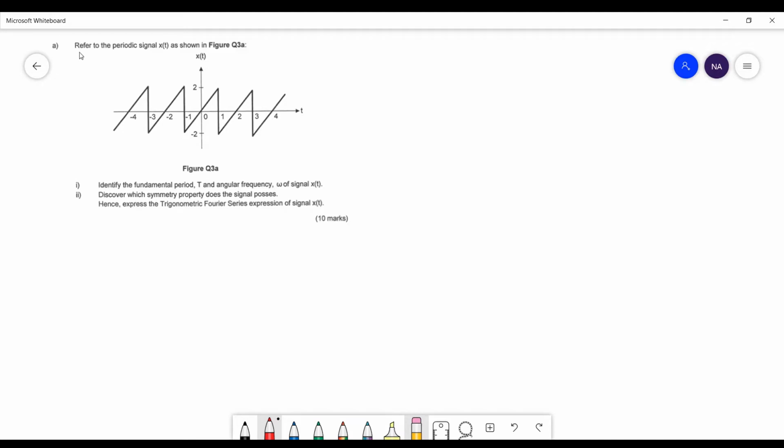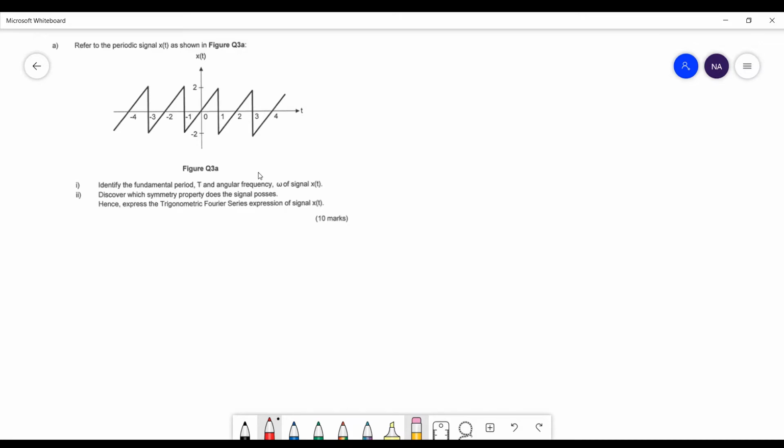So the question refers to the periodic signal x(t) as shown in figure question 3a here. Identify the fundamental period T and angular frequency omega. So the first thing, the characteristic of the signal, if we want to produce the trigonometric Fourier series, the signal must be periodic. If the signal is periodic, then this signal has a period T. So how to find T?